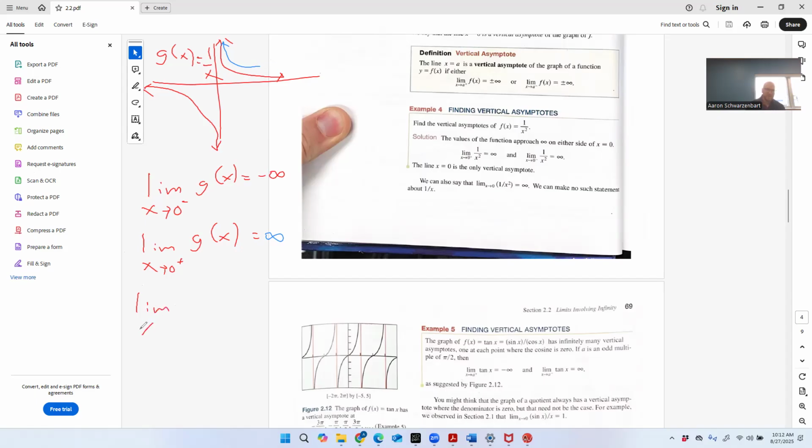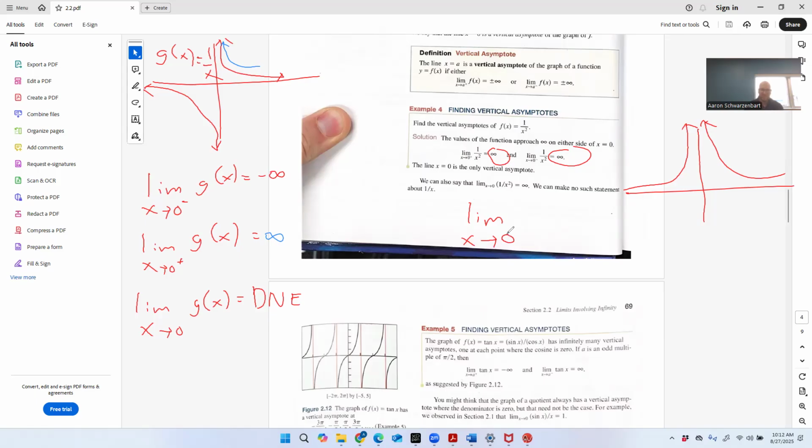And my limit as x approaches 0, those don't agree, so it does not exist. My example here in 4 is 1 over x squared, and its graph looks like this. We can see that our right-hand limit and our left-hand limit both equal positive infinity.